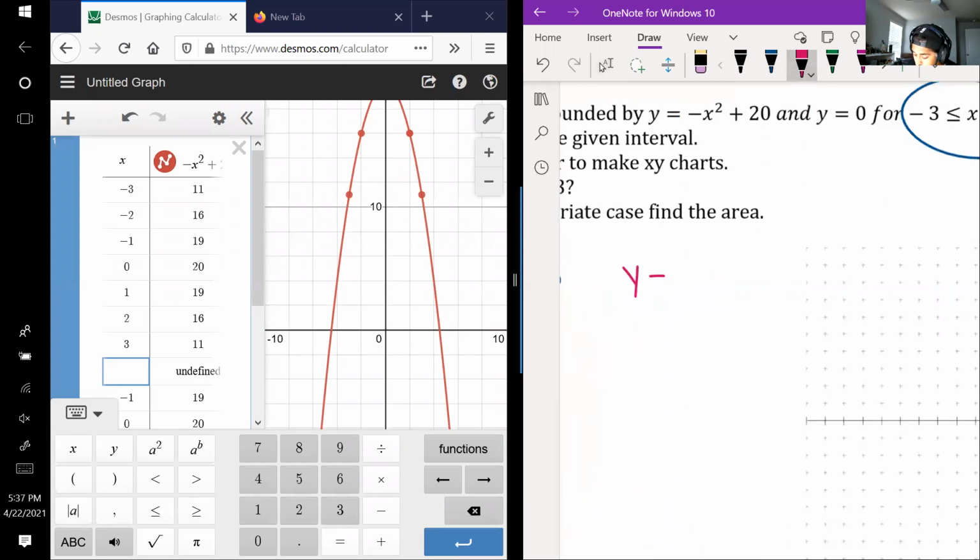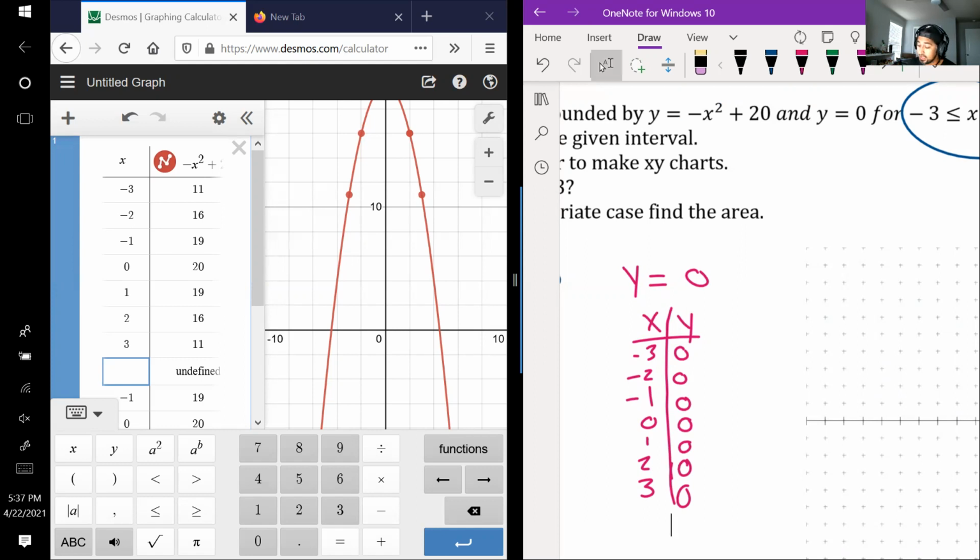So for y equals 0, here's our XY chart. And again, -3, -2, -1, 0, 1, 2, 3. But no matter the x value, the y is always going to be 0. Okay. We have our coordinates. We have our XY chart. So now let's go ahead and graph.